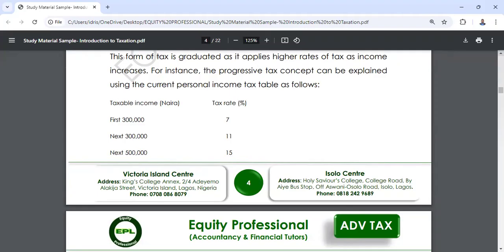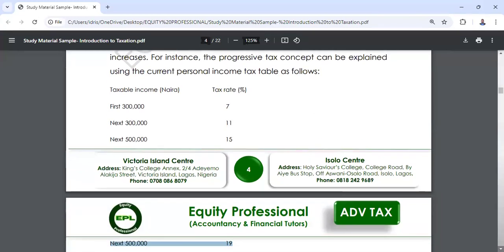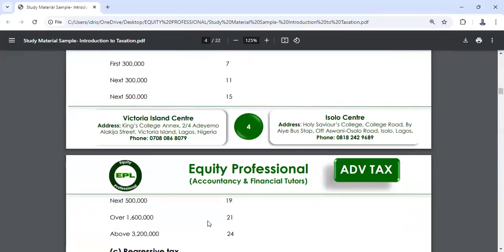First, you remove 300,000 naira from 1,700,000 at a rate of 7%. The remaining will be 1.4. Then you remove another 300,000 at the rate of 11%, so it will remain 1.1. Now we remove 500,000 from the 1.1 at the rate of 15%, so it remains 600,000.